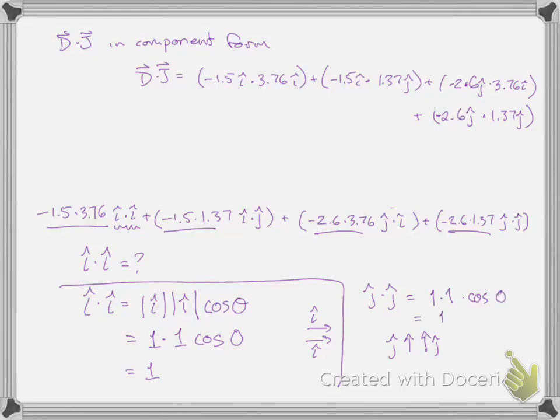So j dot j is equal to 1. I dot I is equal to 1, and j dot j is equal to 1. Okay, let me again go to the next page and talk about what is I dot j.